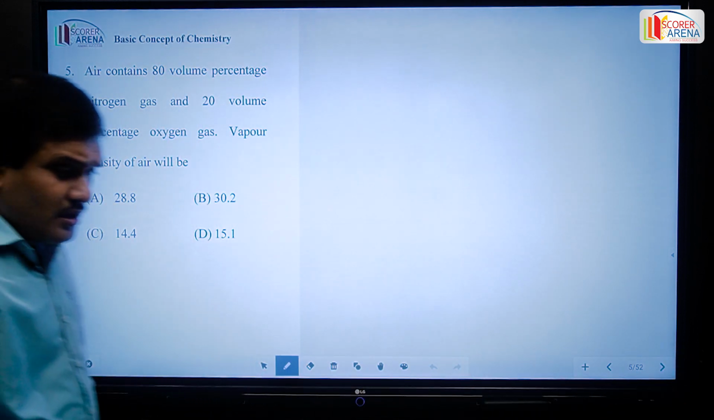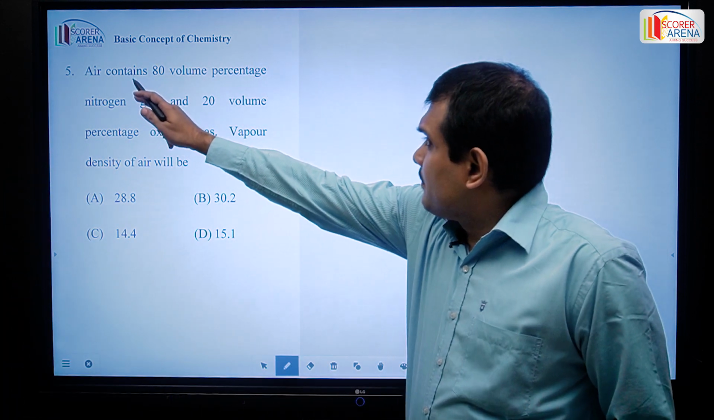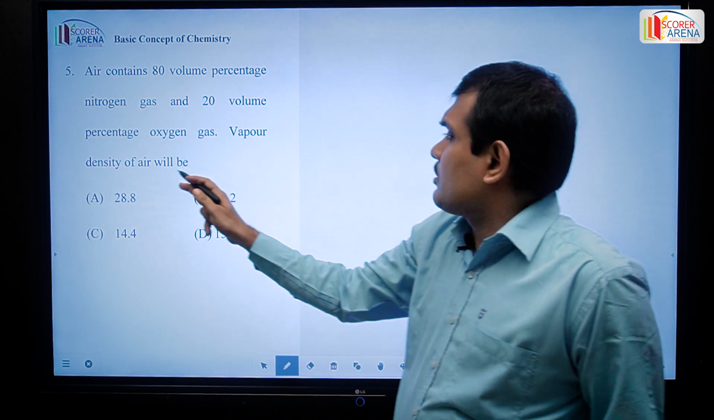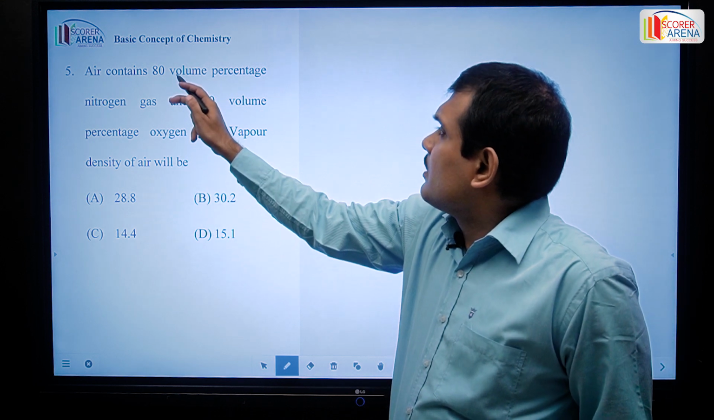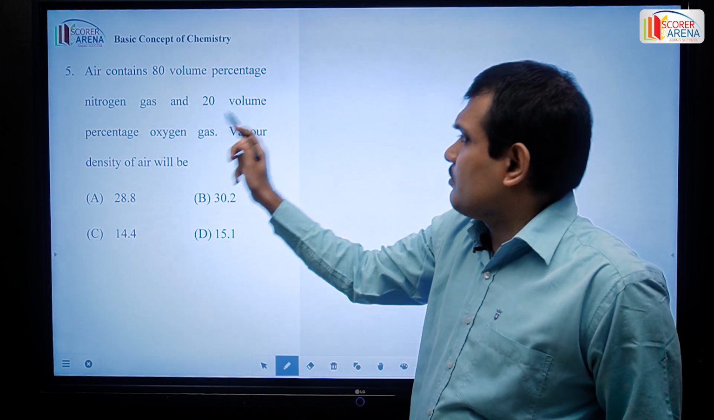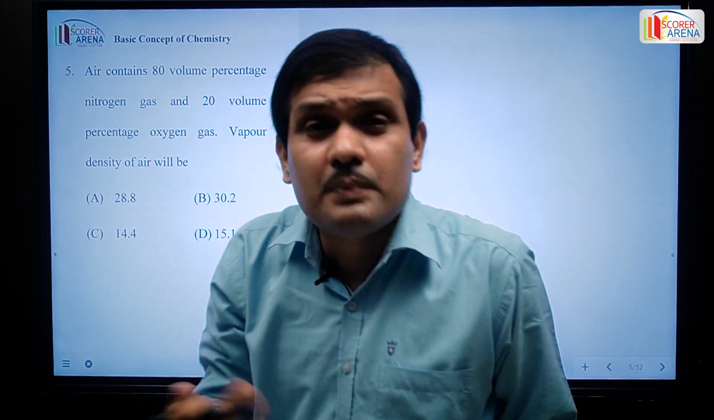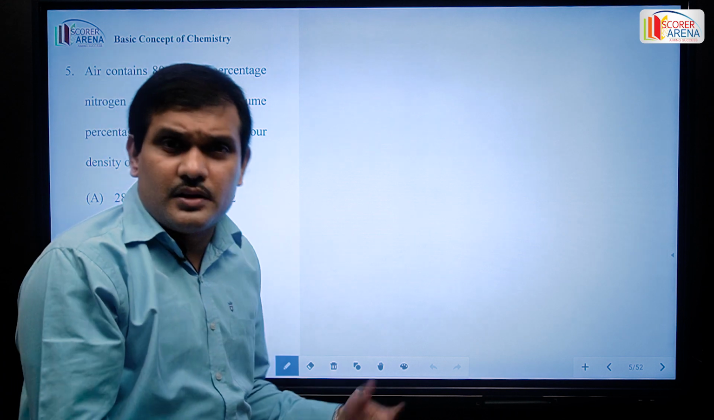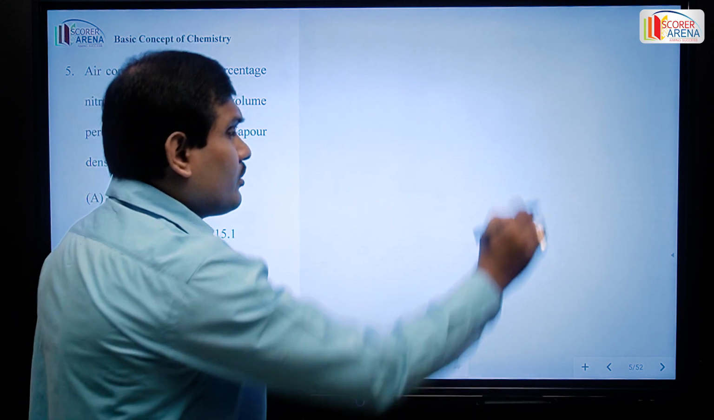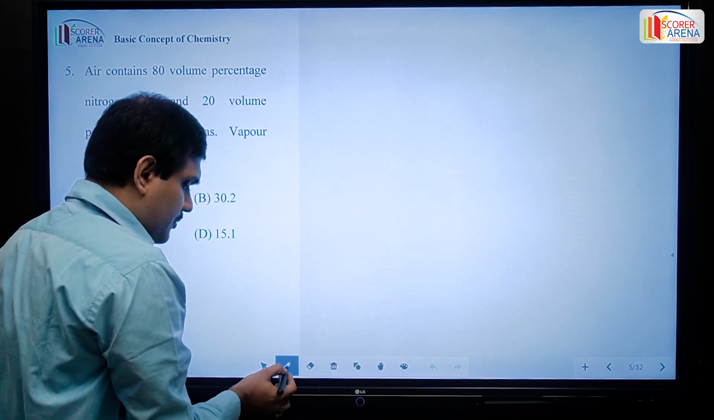Here also a question is given in terms of vapor density of the mixture of air, in which the volume percentage of nitrogen gas is 80 and the volume percentage of oxygen gas is 20. Now here volume percentage is given, and you have to find out the vapor density or maybe the molar mass. So volume percentage, we have identified what will be the concept behind to solve this problem.